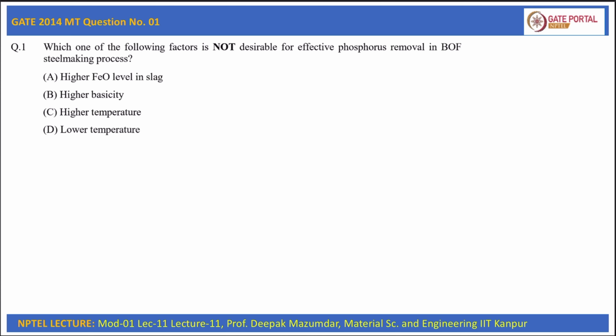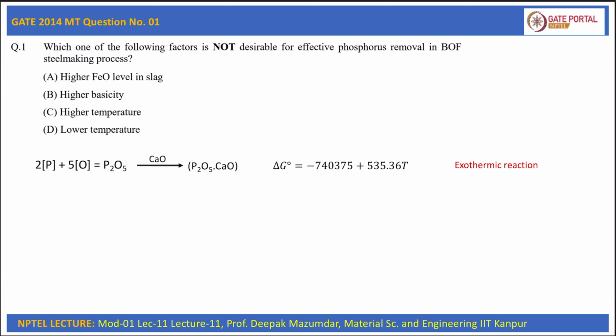Now let us solve this question. Phosphorus is removed in the BOF steelmaking process by the oxidation reaction. These are the corresponding reactions. 2 moles of phosphorus react with 5 moles of dissolved oxygen and form P2O5. Then this P2O5 reacts with the lime content in the slag and forms calcium phosphate, which is then removed in the slag.